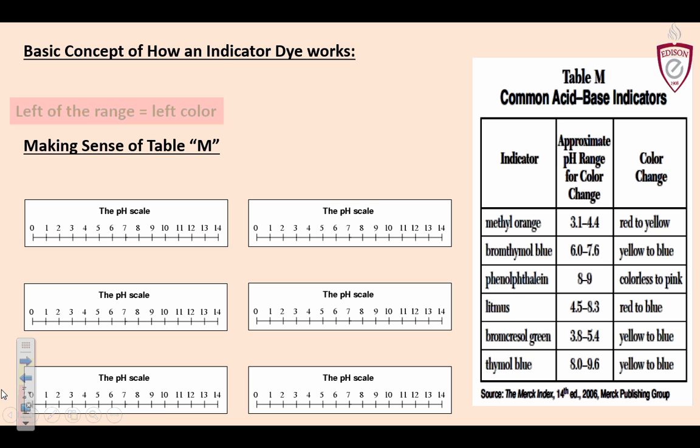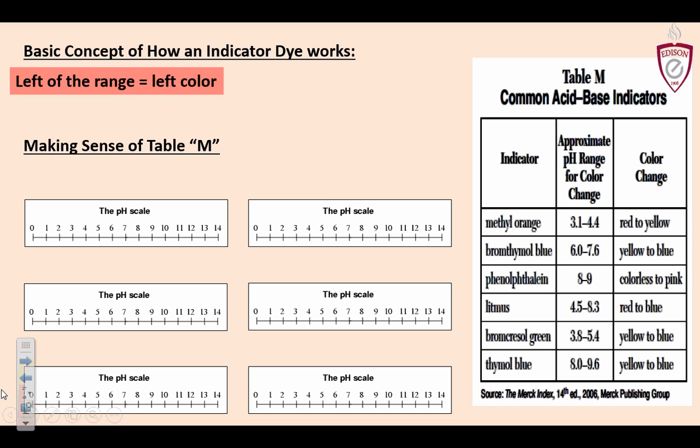So, how does an indicator work? Basically, the left of the range is that color. So if we look at this methyl orange, the range is 3.1 to 4.4. If my number comes up left of 3.1, I will be the left color, red, when I add methyl orange to the solution. Right, if the pH is less than 3.1. Okay, so the right of the range is the right-hand color. So if you're using methyl orange and the pH of the solution that you're working with is greater than 4.4, methyl orange will be yellow.